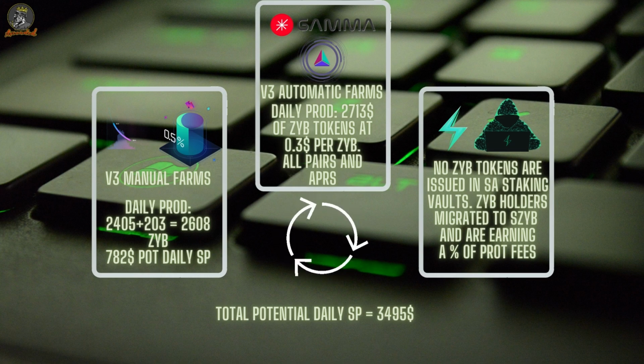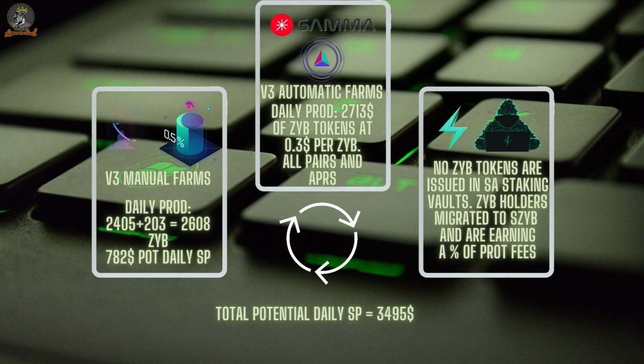So I did some calculations. I took the APRs and the value locked, divided that by 365 days to get the daily potential sell pressure. And overall, if you add them up, that amounts to $2,713 of ZYB tokens that can be sold, of course taking into account the price of 30 cents per ZYB. So that is a potential sell pressure. Adding these two up, that would amount to $3,485 of potential sell pressure on a daily basis from emissions.